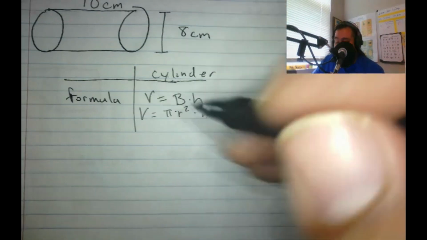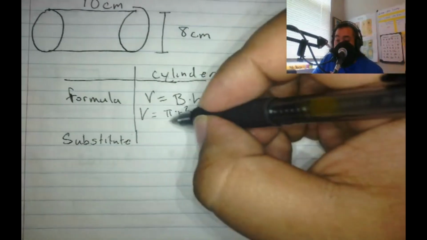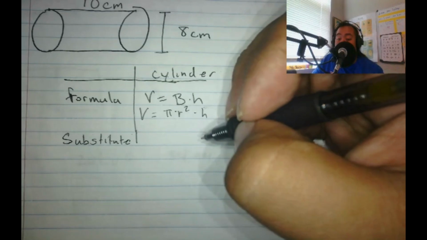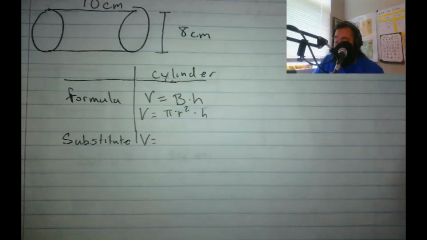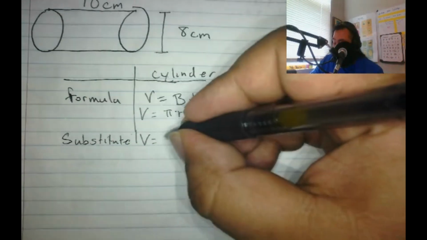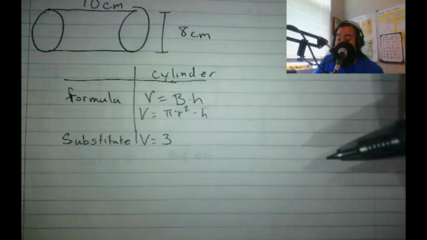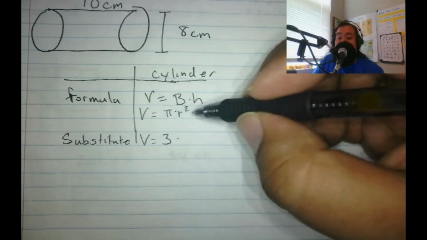And now my next step is to substitute. I'm substituting to figure out what the volume is. So I'm still looking for the V. I don't know what the volume is. Instead of pi, I'm going to change that to the number 3. So we're using 3 as our number for pi. Then I'm multiplying it times our radius squared.